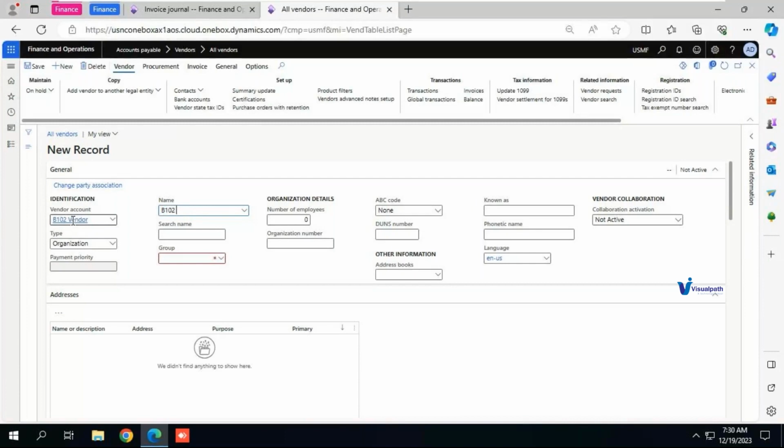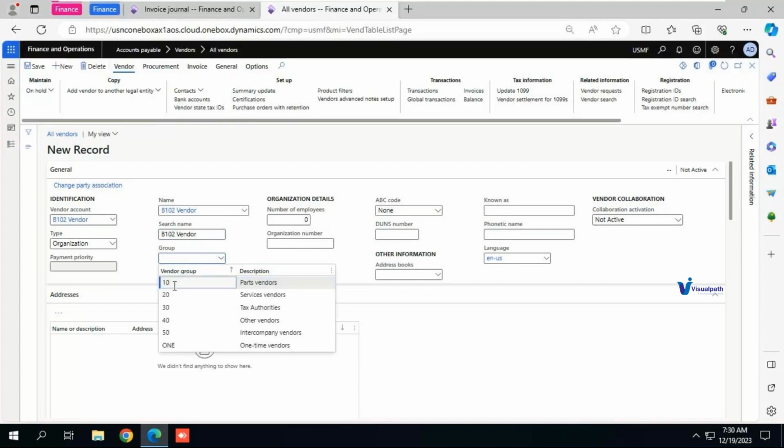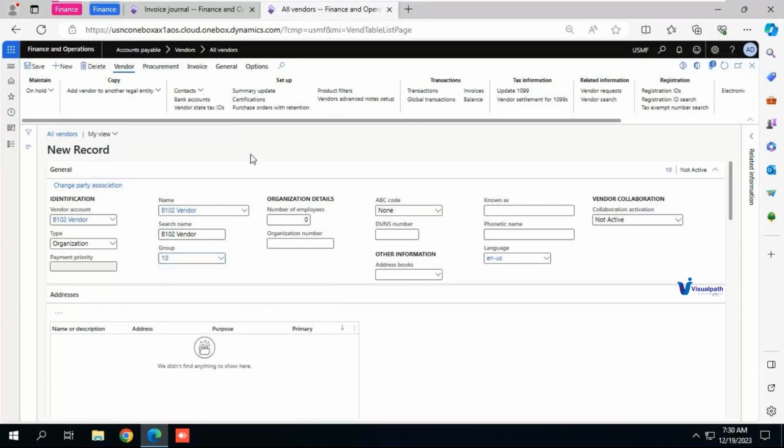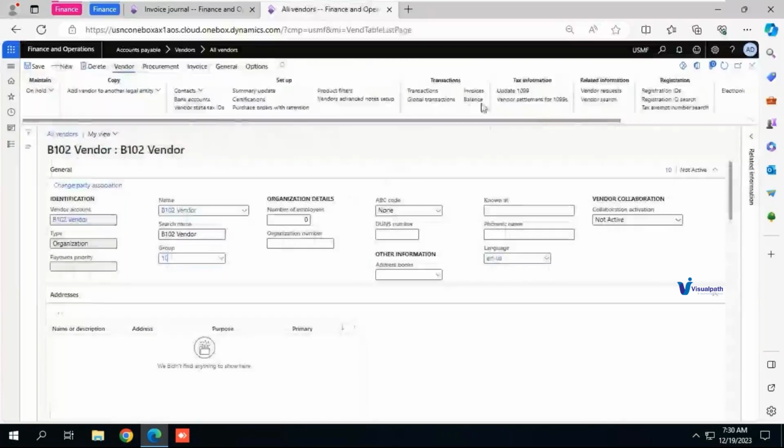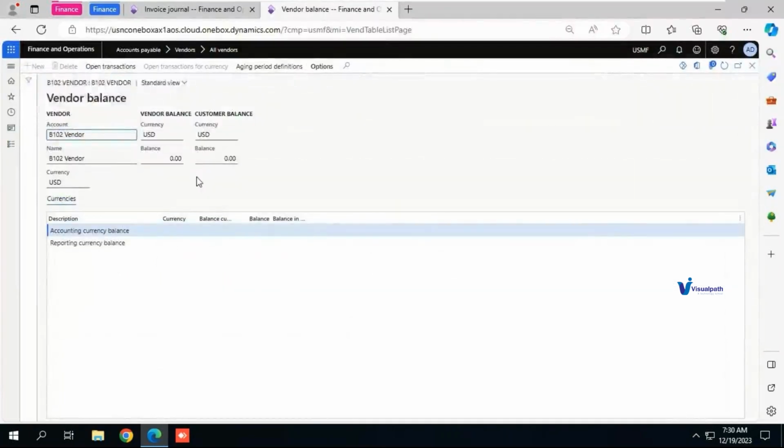B102 vendor. And you are selecting group. So this vendor account, it has transactions. If you verify, it is empty, no transactions. And if you verify the balance, it is empty at this point, zero.